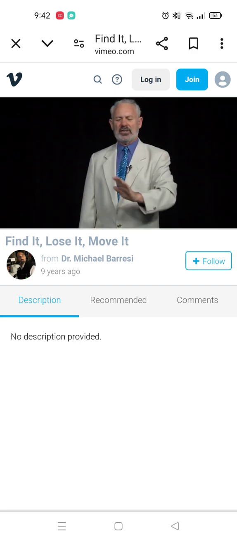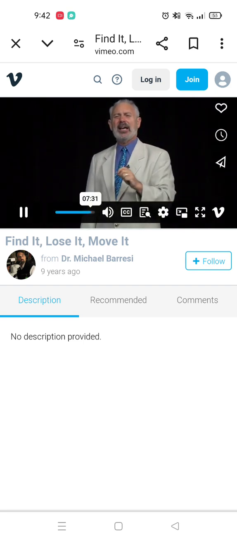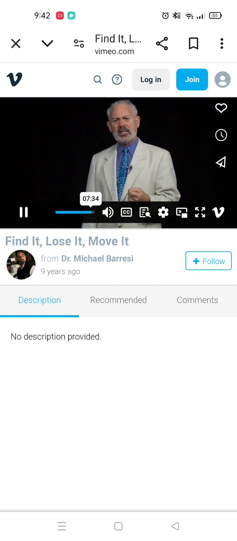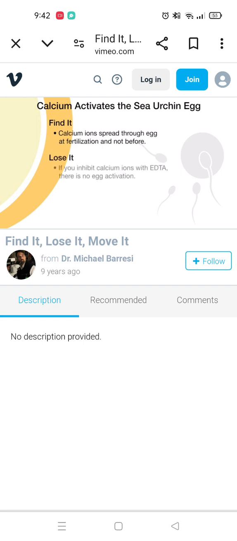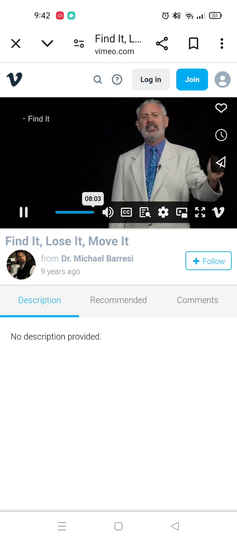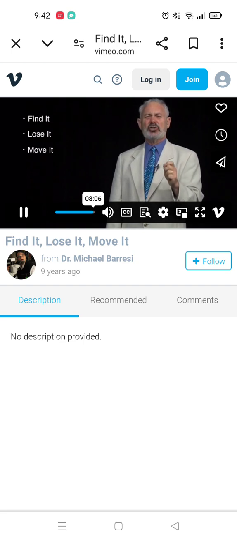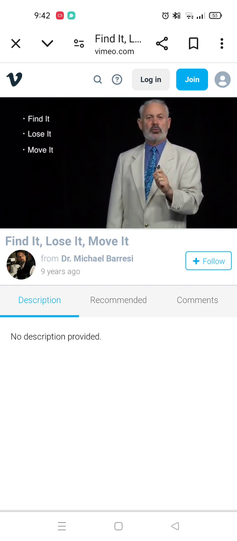There's more evidence. There's more ways that find it, lose it, move it has been used in fertilization. As you've read in the textbook, the evidence that calcium activates the sea urchin egg. Find it. The calcium ions spread through the egg at fertilization and not before. They're there at the right place and time. Lose it. If you inhibit calcium ions with EDTA, there is no egg activation. And move it. If you gain that function, if you add calcium ions to unfertilized eggs or release the calcium ions from endoplasmic reticulum, the egg is activated without sperm. So the mantra, find it, lose it, move it. This is critical in experimentation throughout developmental biology.